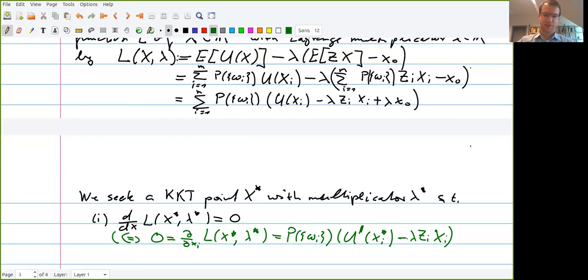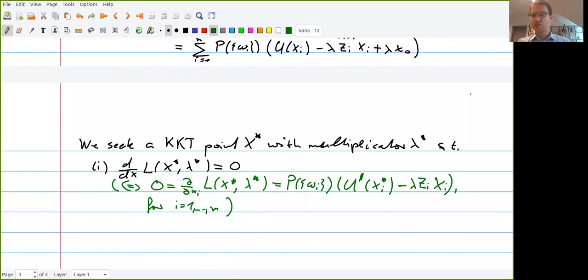Okay, that's another bracket. Wait, and I can do this, or should do this, for all i from 1 up to m. So this is the first condition. I want that the derivative of the Lagrange function is 0. And the second one is I want that my linear constraints are fulfilled.